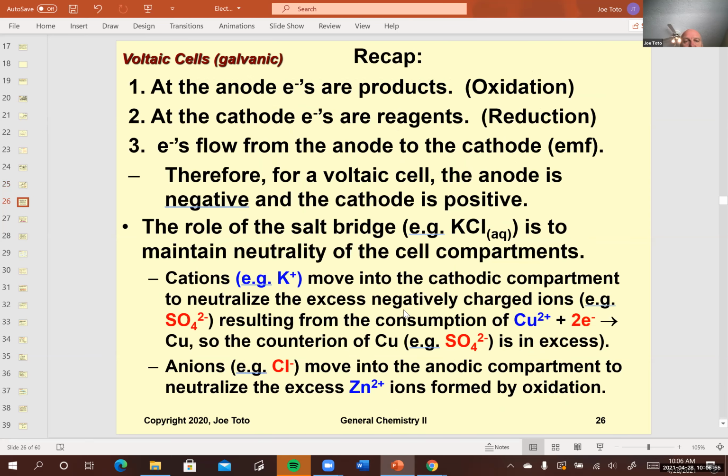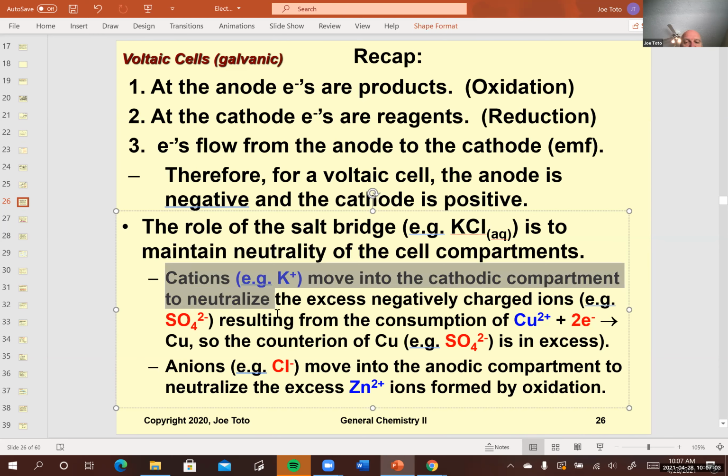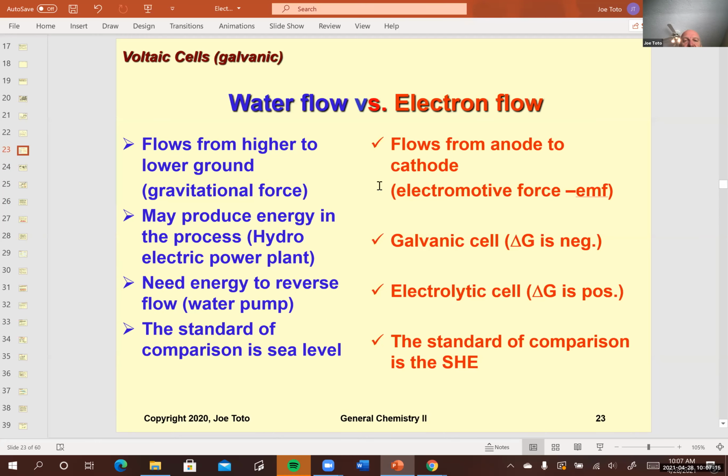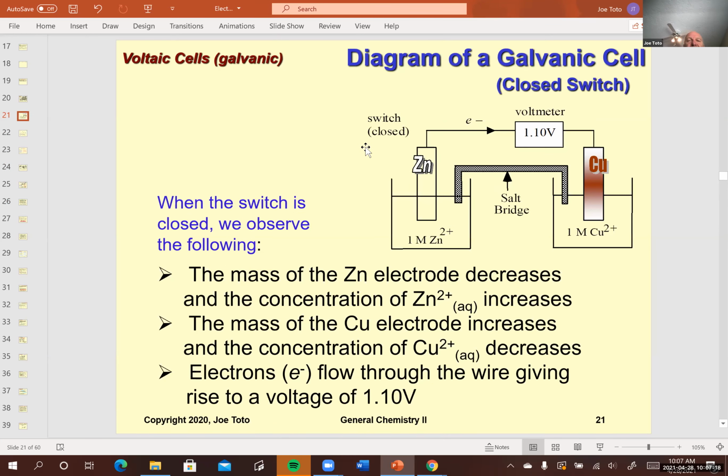All right, here's a recap. Oh, we didn't mention the salt bridge, and this brings in what the salt bridge does. If we have a salt bridge here in this setup, the salt bridge helps maintain electrical neutrality. What does that mean? That means that there is an electrical buildup that has to be neutralized.